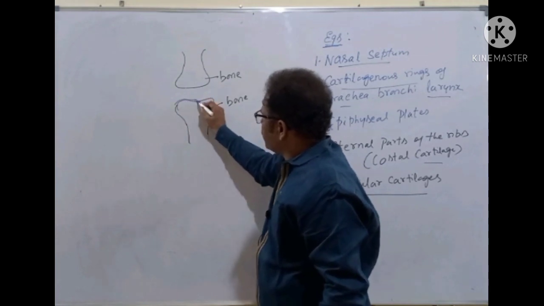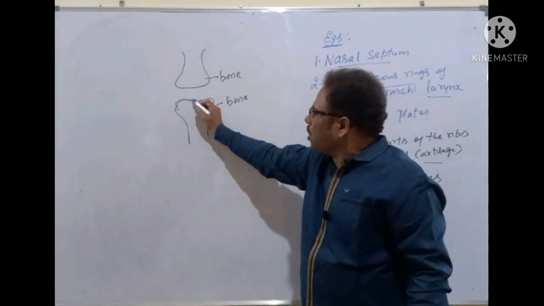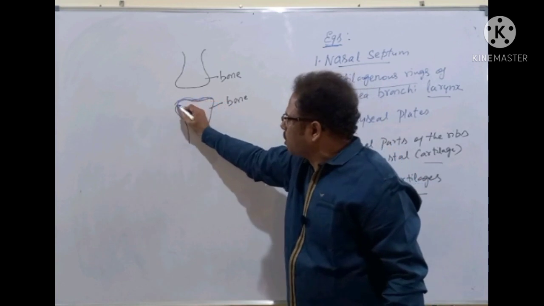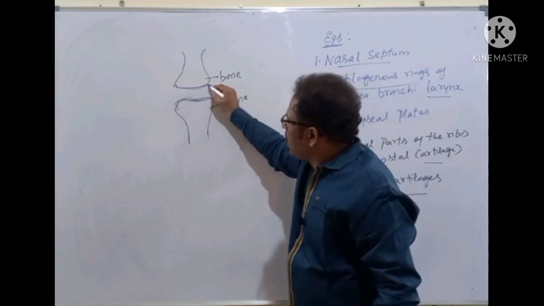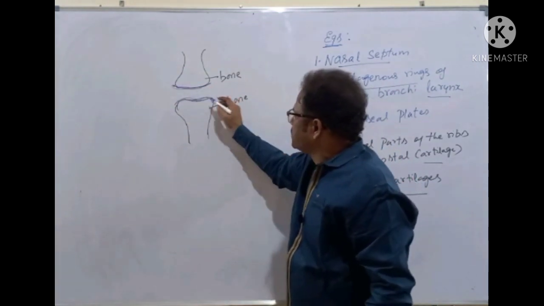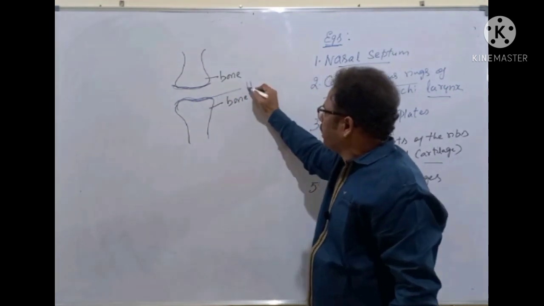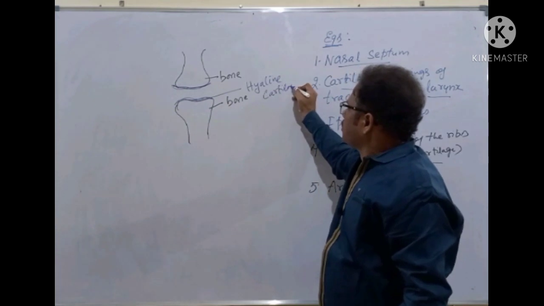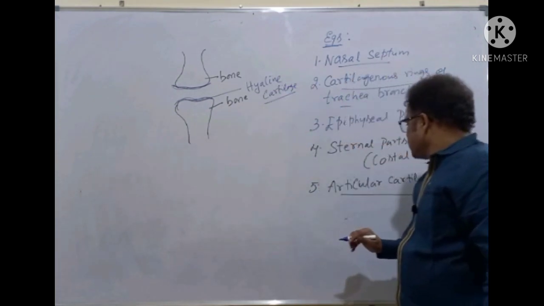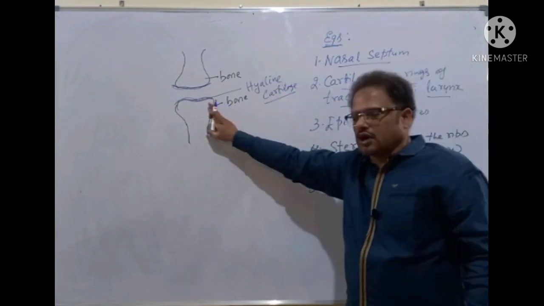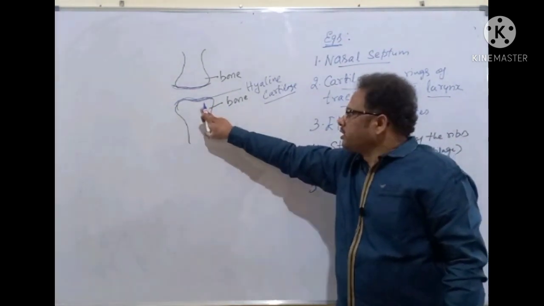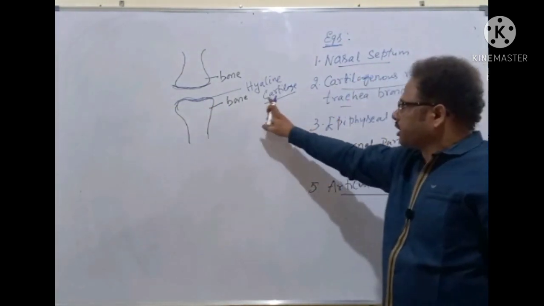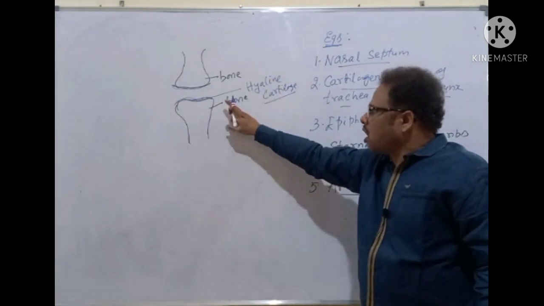And the free surfaces of any long bone. This is a long bone now. The free surfaces of any long bone contain here which cartilage? Here also the hyaline cartilage is there. So hyaline cartilage is also present in the free surfaces of the long bone. And that's called as an articular cartilage here.